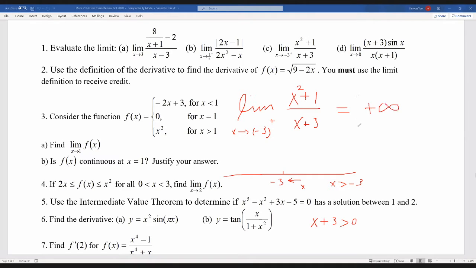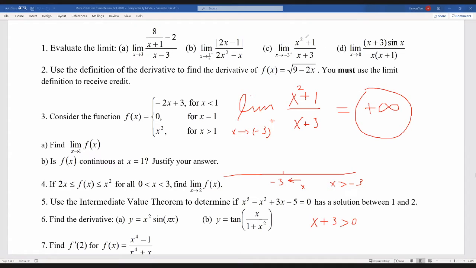Okay, the answer is positive infinity. So we have found the limit for part C, right? It's positive infinity, not negative infinity, because the numerator is positive, the denominator is also positive. So if you have a non-zero number over 0, the answer is either positive infinity or negative infinity. You have to decide which one is which, right? It's positive infinity. The reason is that x goes to negative 3 from the right side, it means x is larger than negative 3, or x plus 3 is positive. So the answer is positive infinity.